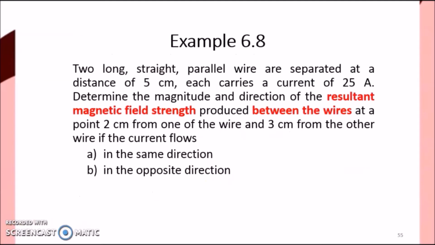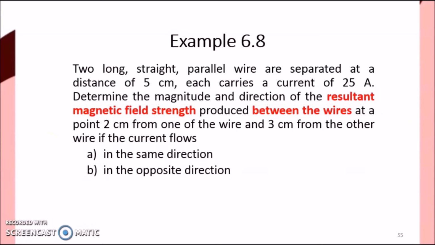Okay, so let's see the example 6.8. Two long straight parallel wire are separated at a distance of 5 cm. Each carries a current of 25 ampere. Determine the magnitude and direction of the resultant magnetic field strength produced between the wires at a point 2 cm from one of the wire and 3 cm from the other wire if the currents flow same direction and opposite direction. So why not we sketch the diagram first.